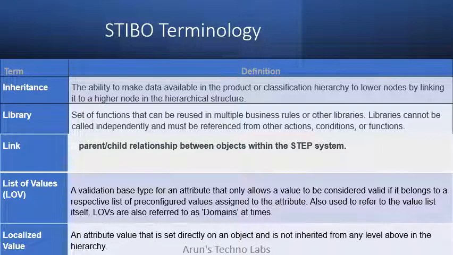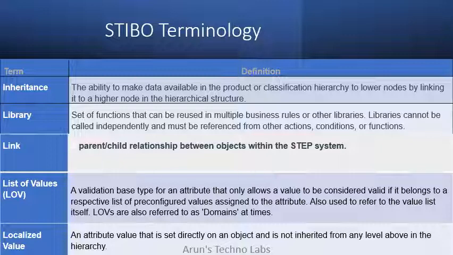The library is a set of functions that can be reused multiple times across business rules or other libraries. We cannot write this each and every time whenever required. So we just make a library, and whenever it's required we can import and reuse it. That we call a library. Link is a parent-child relationship between the objects within the system, within the hierarchy. So that we call linking it. By default, the link will be established when you're creating a hierarchy.